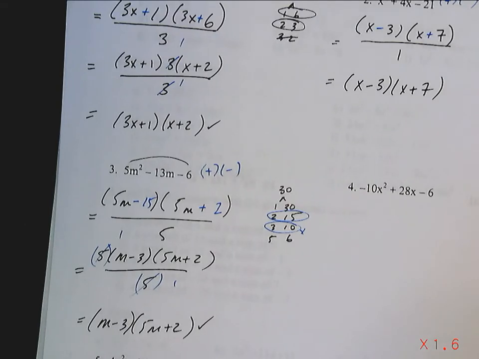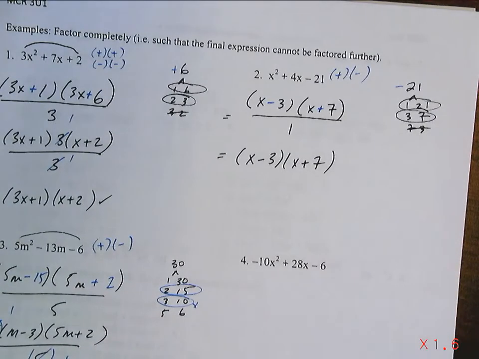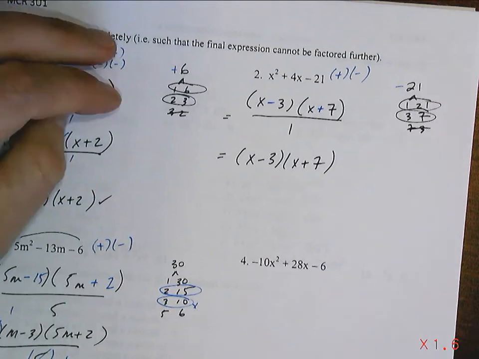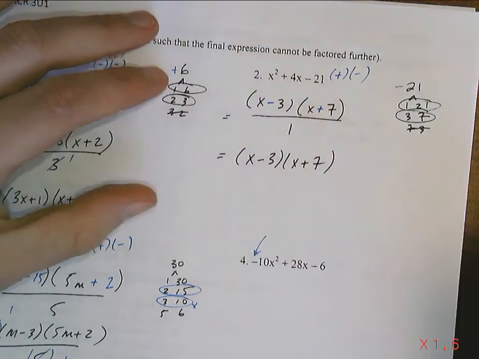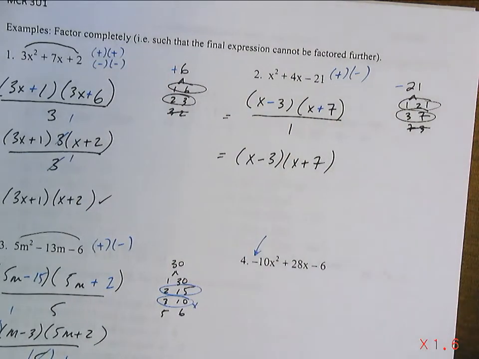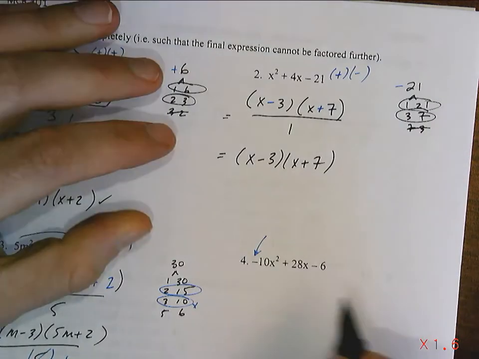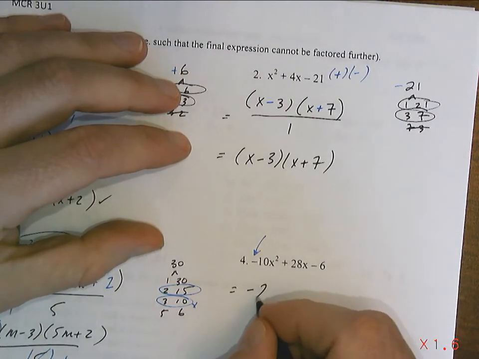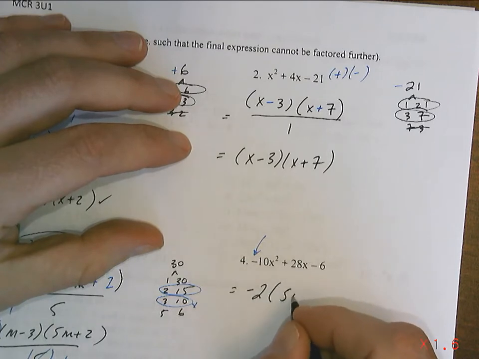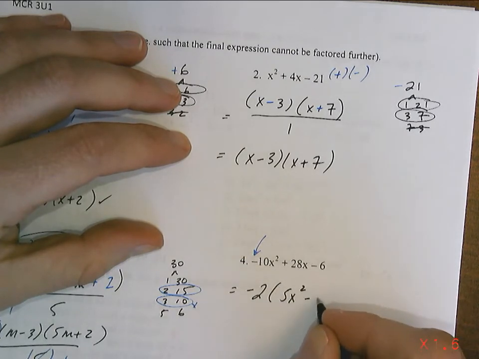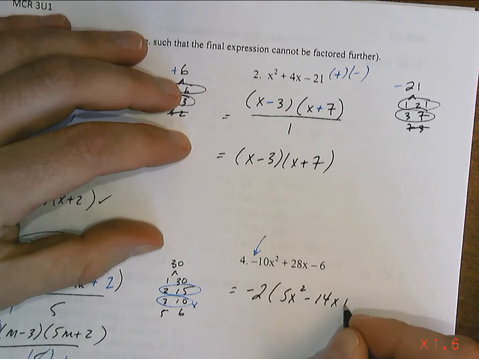Okay, over to number 4. Taking a look at that, I'm going to common factor out a negative because I don't like the negatives in front, and the whole thing has a value of 2, I think, that can come out. So it's going to be negative 2, and it's going to be 5x squared minus 14x plus 3.